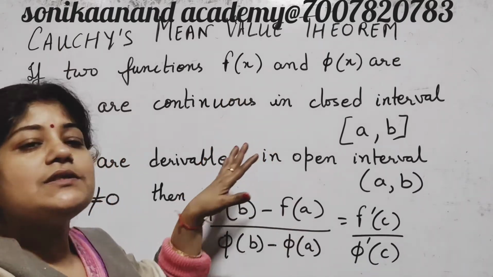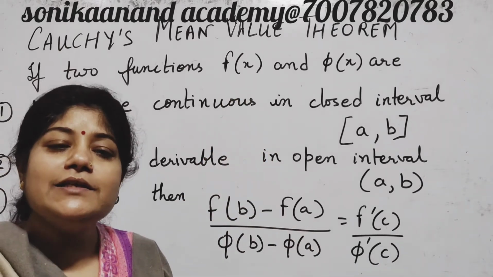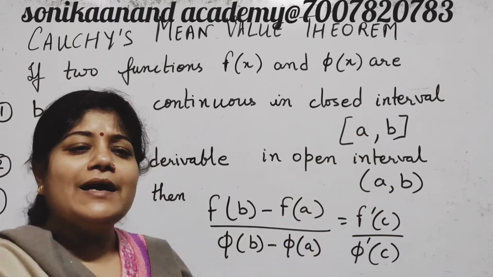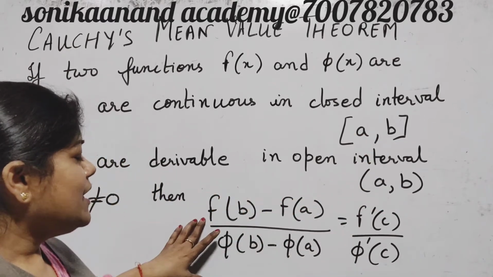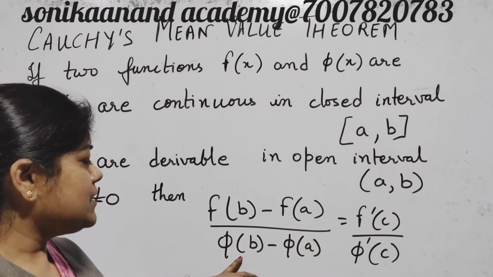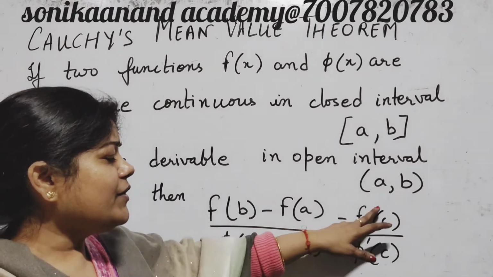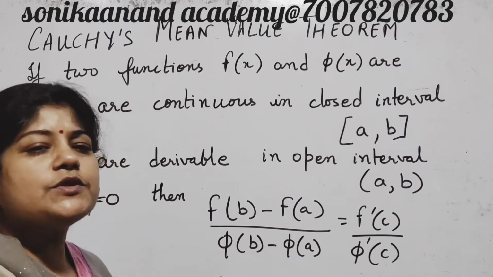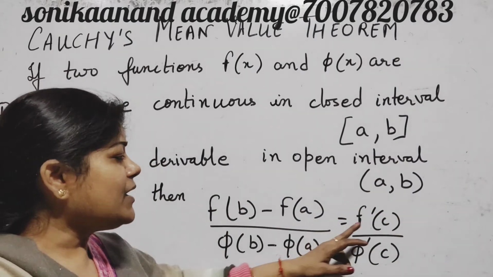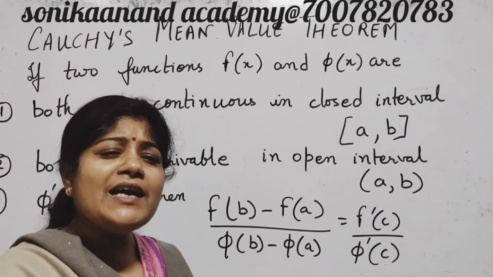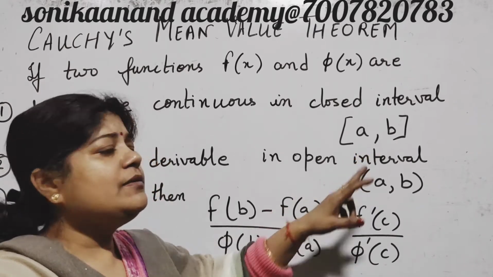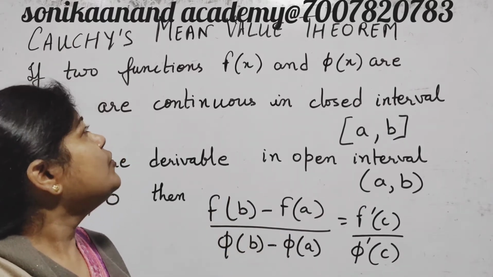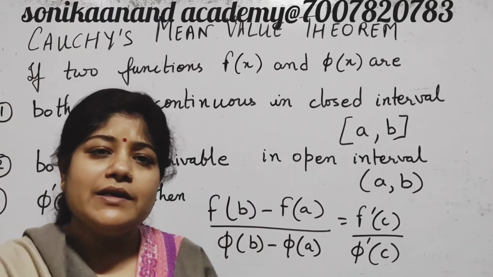And if these functions are differentiable, then there is at least one value c in between these intervals that satisfies the condition: (f(b) minus f(a)) over (psi(b) minus psi(a)) is equal to f dash c over psi dash c. In this condition, you have to substitute all the values and find that value of c, which generally lies in between that interval. Now I am going to explain the Cauchy mean value theorem by giving an example.